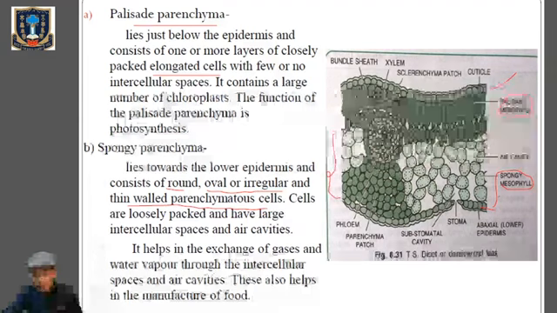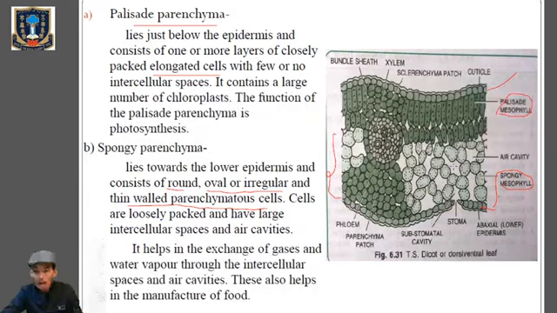So the cells may be round, oval, or irregular, and they are thin-walled parenchymatous cells. And here you can see there is the presence of large intercellular spaces. These are the intercellular spaces. Okay, so cells are loosely packed, and we can see the presence of large intercellular spaces, and we can also see the presence of air cavity. Okay, and mainly in the lower epidermis we can see the presence of stomata. Also we have learned that.